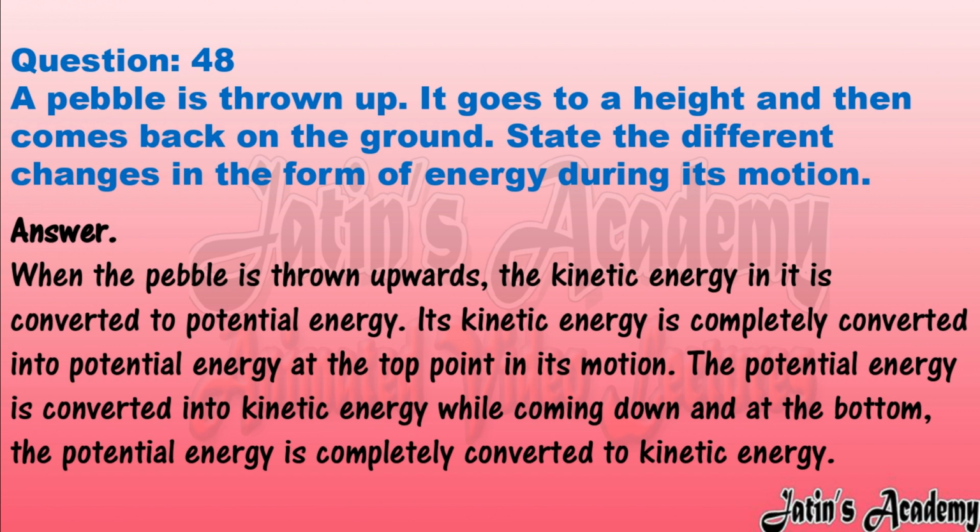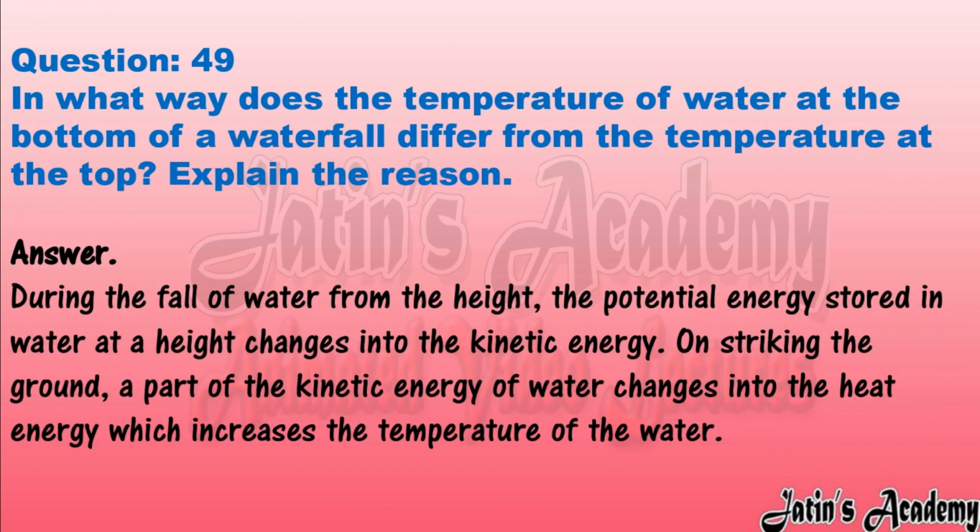Question 48. A pebble is thrown up. It goes to a height and then comes back on the ground. State the different changes in the form of energy during its motion. Answer. When the pebble is thrown upwards, the kinetic energy in it is converted to potential energy. Its kinetic energy is completely converted into potential energy at the top point in its motion. The potential energy is converted into kinetic energy while coming down, and at the bottom, the potential energy is completely converted to kinetic energy.